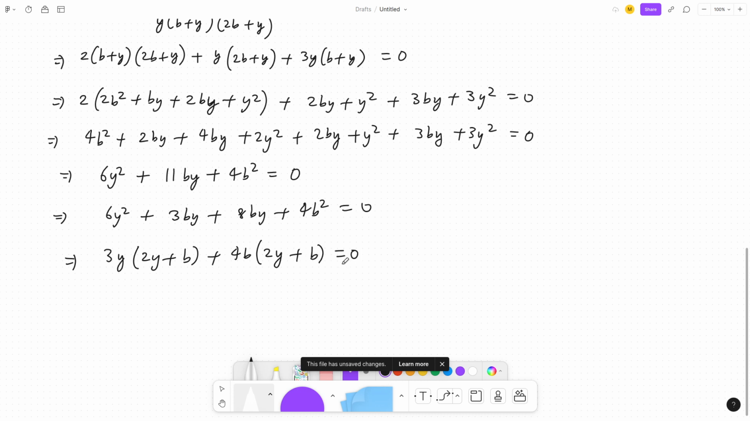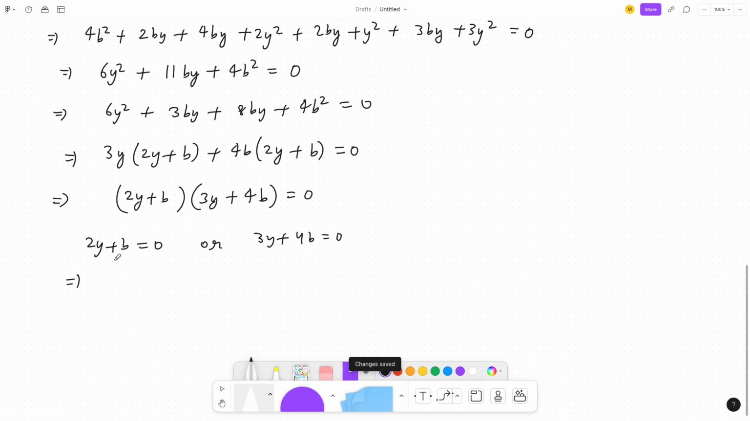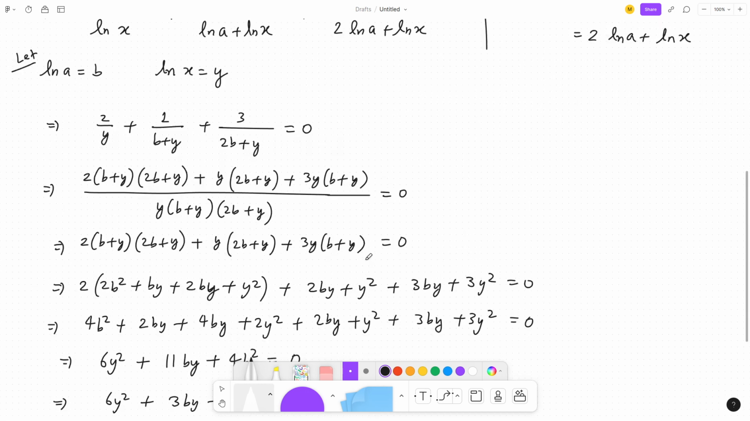I hope it is readable to you and as well as it is understandable. Now here 2y plus b is common, and here we are having 3y plus 4 times b equals 0. Now from here we can write 2y plus b is 0 or 3y plus 4b equals 0. So from this we can write y equals minus b by 2, or if you isolate y from this, this can be written as minus 4b over 3.